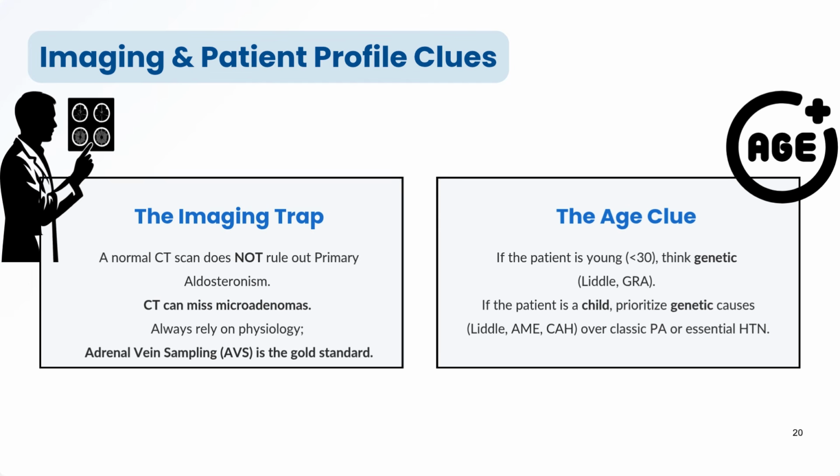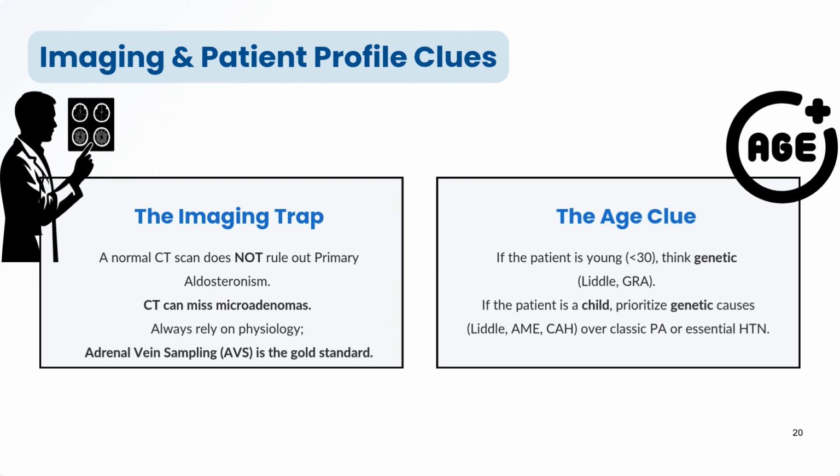Second trap, the age clue. Age helps you sharpen the differential quickly. If the patient is young, especially under 30, your brain should shift toward genetic causes like Liddle or GRA. If the patient is a child, genetics move right to the top of the list. Liddle, AME, congenital adrenal hyperplasia are far more likely than classic primary aldosteronism. So between imaging traps and age clues, you start to see how powerful it is to combine physiology with the patient's profile.